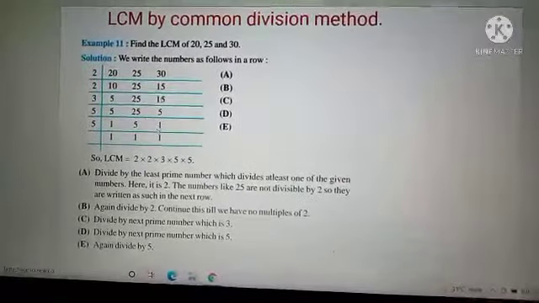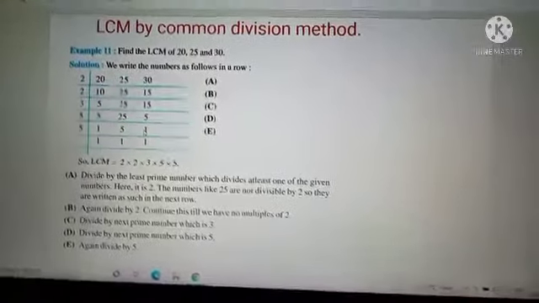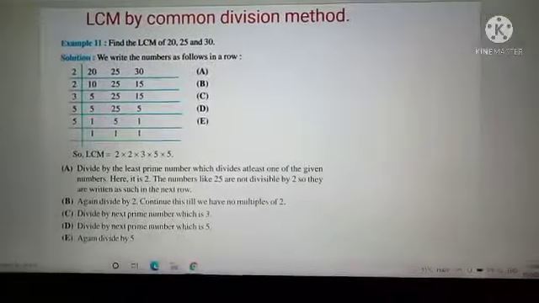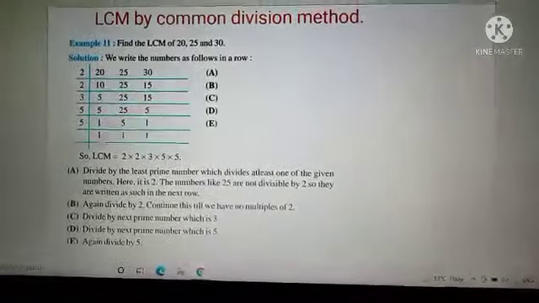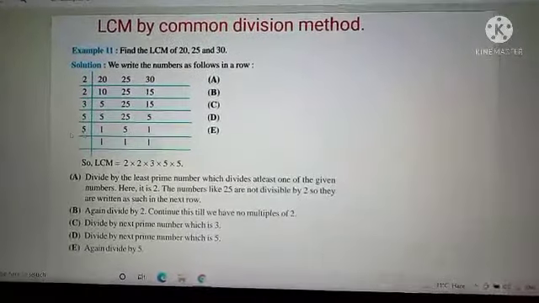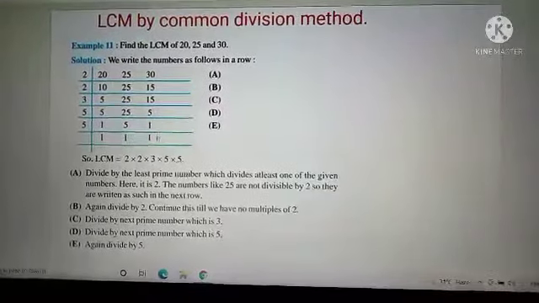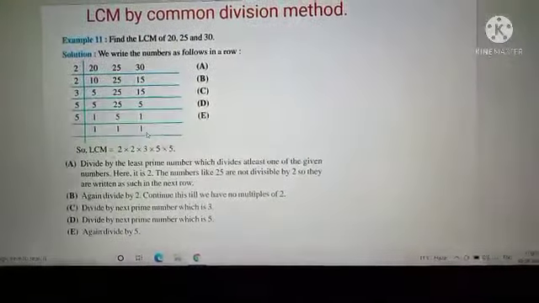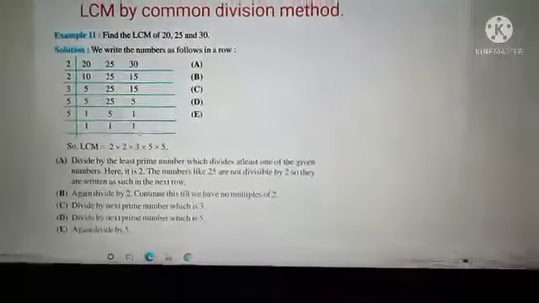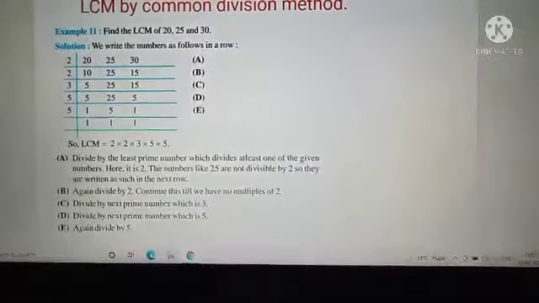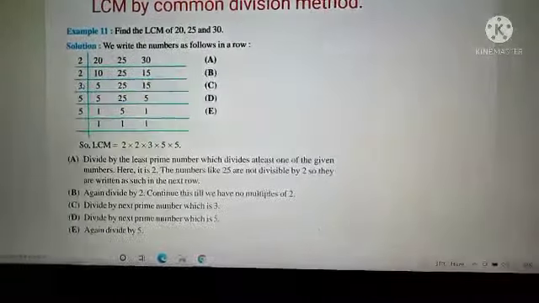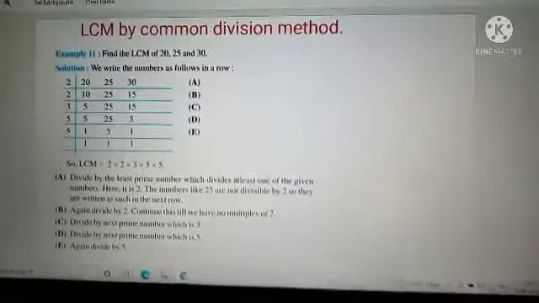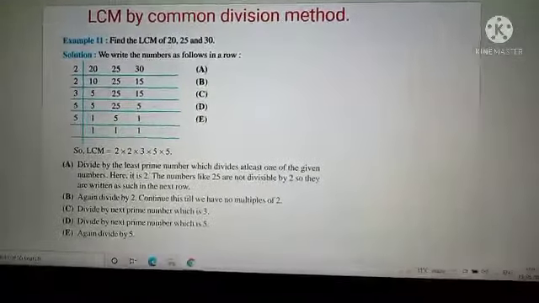Now here, is there any number which is divisible by 2? No. 3? No. Again 5. So again we write 5, 1, like that. 5 divided by 5 is 1. This one also we write like that. So LCM is equal to 2 into 2 into 3 into 5 into 5. This is LCM by the common division method.